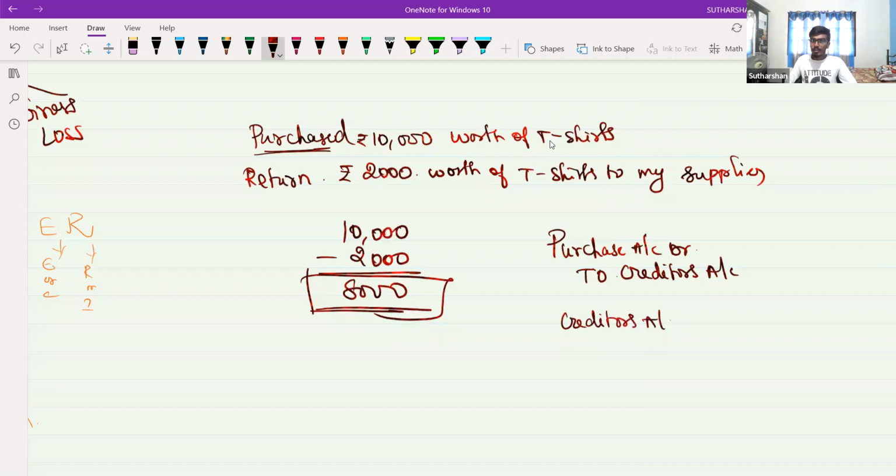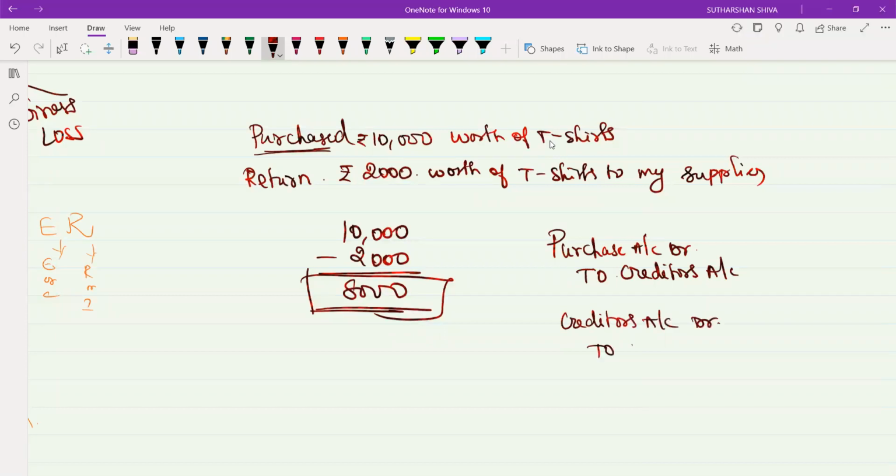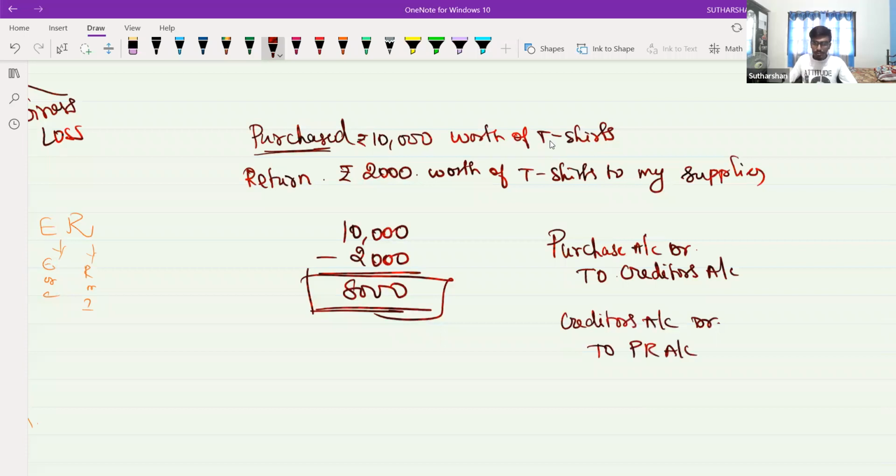Creditors account debit to Purchase return. Purchase return account we are writing. These are the two things we will write for the journal entry. This we will pass for 10,000. This we will pass for 2,000. At last I need to transfer this purchase return to the purchases account.